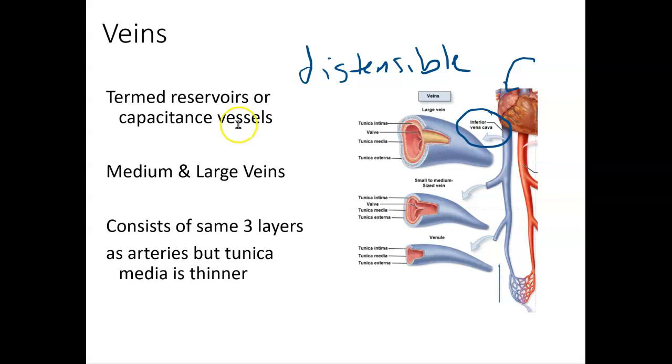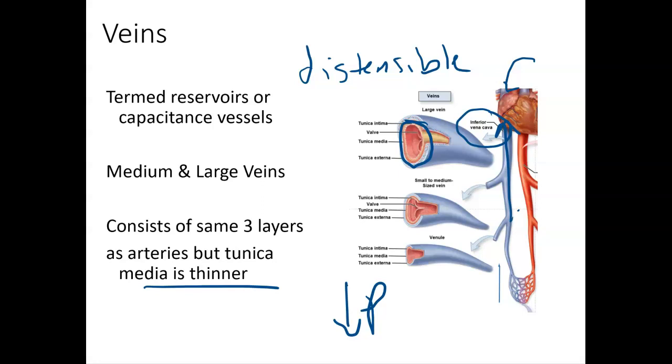They have the same 3 layers as arteries, but their tunica media is going to be thinner. So veins actually have a much larger lumen than arteries, but they have thinner walls. And the reason they have thinner walls is because they're under considerably less pressure, so they don't need the thick wall. Now, with these veins being so low in pressure, remember that the blood is trying to get back up to the heart.